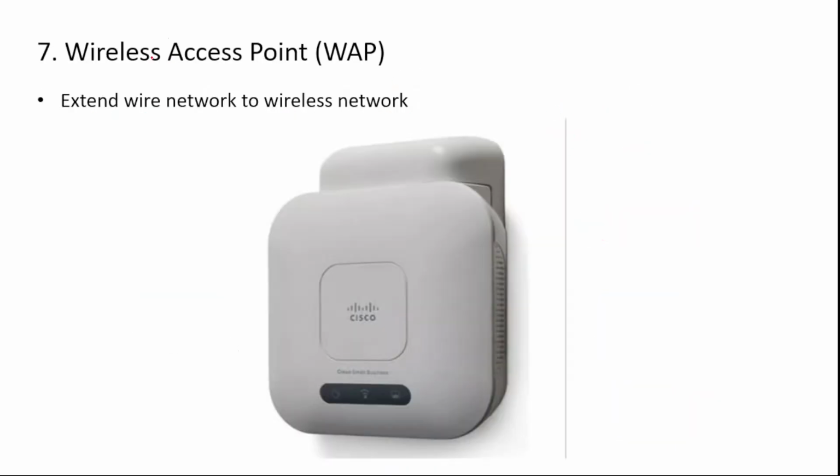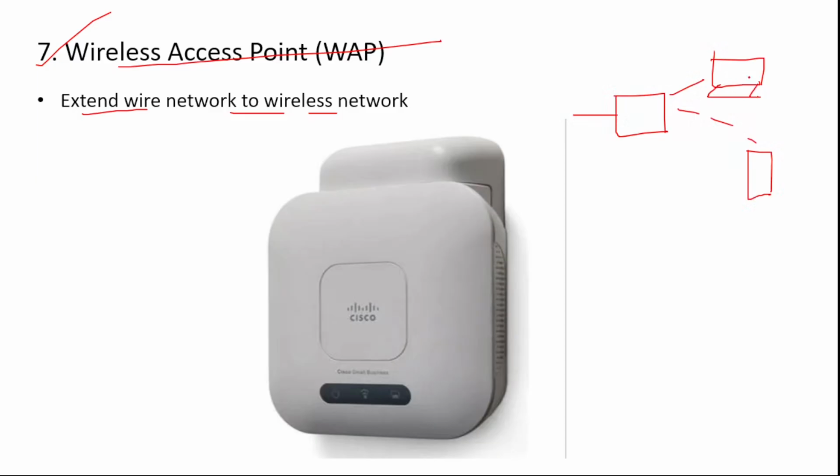Next is wireless access point. The next device is the wireless access point, or WAP. A WAP just extends the wired network to a wireless network, by which you can use Wi-Fi in your home network. Like you can connect a laptop and mobile phone in your home or organization.